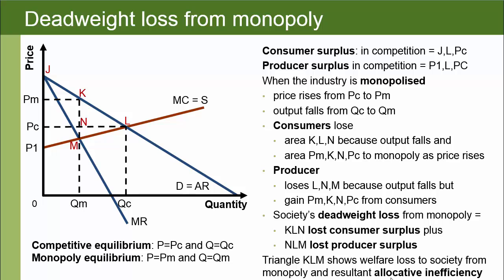Now some students, when they write an essay, just state KLM is the area of welfare loss and just leave it there. Good analysis requires both an explanation of cause and consequence.